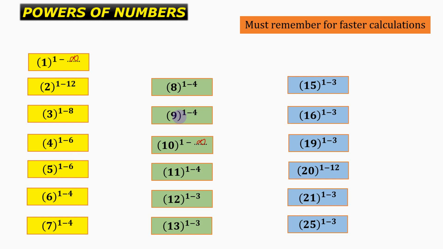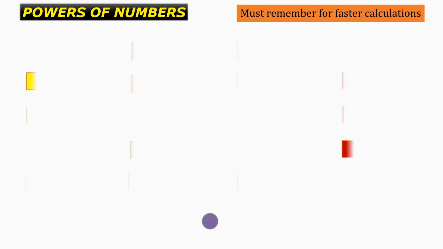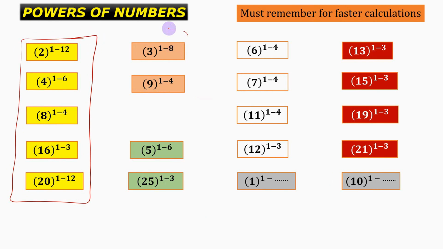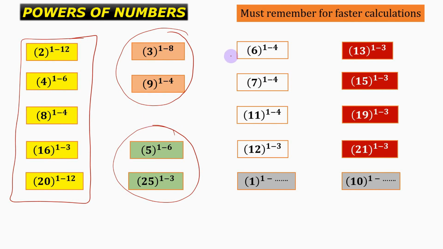Now, we divide all these powers into various categories. So, the first section over here is this one represented by the yellow rectangles. Now, the second section will be this. The third section will be this. Now, these are all different categories and will be done separately.